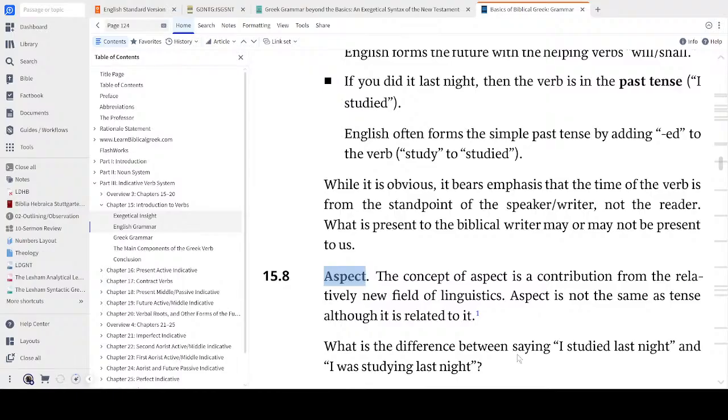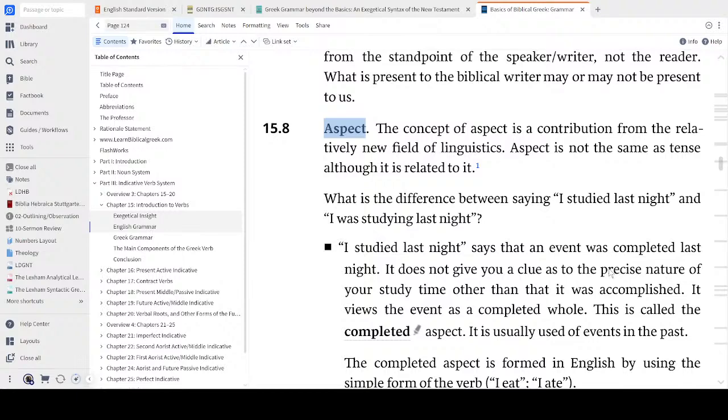Then you have this thing about aspect, and that is the very heart of what we are going to get at in non-indicative verbs. He says here that the concept of aspect is a contribution from the relatively new field of linguistics. Aspect is not the same as tense, although it is related to it.